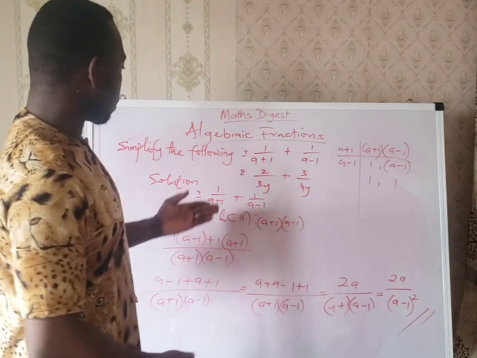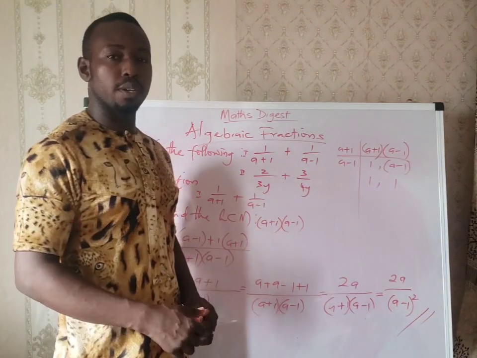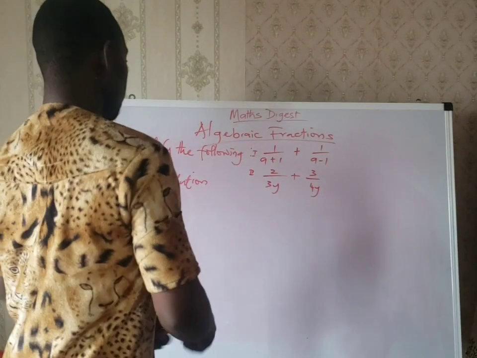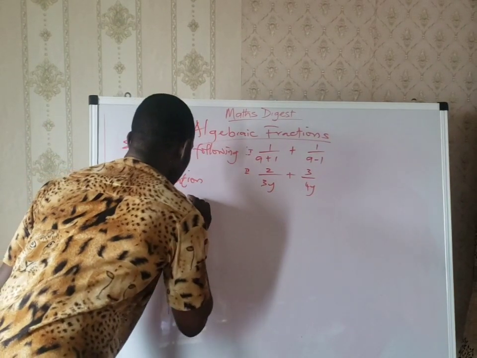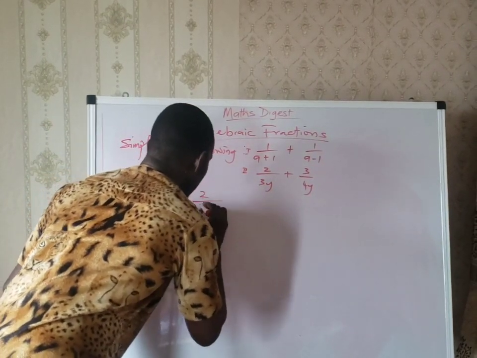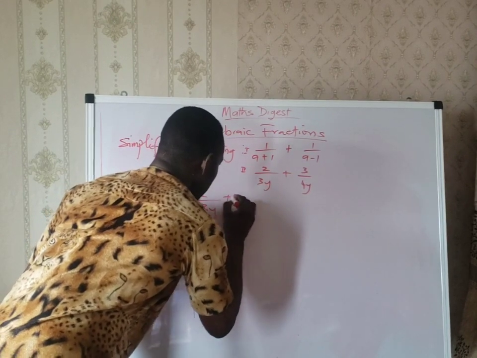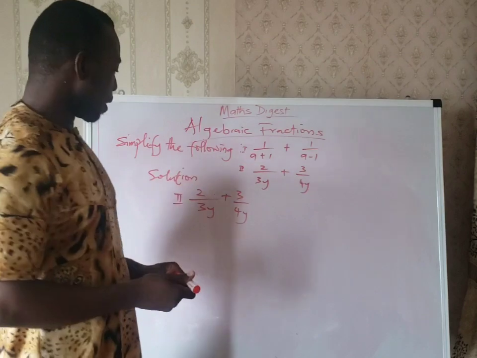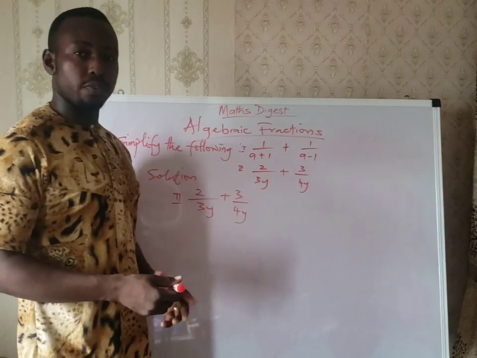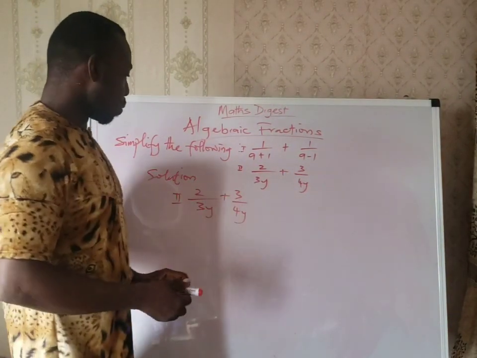So quickly we are going to take the second example. Okay, so stay tuned. Okay, this is number 2 now. If you look at this number 2, you find out that the denominator is quite different from the first one we solved. Okay, so this one we find the LCM.